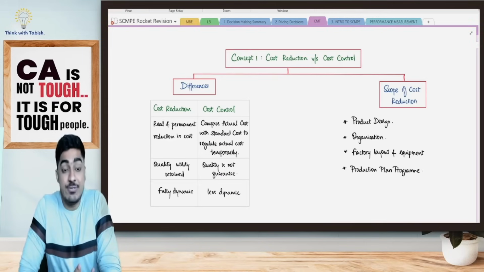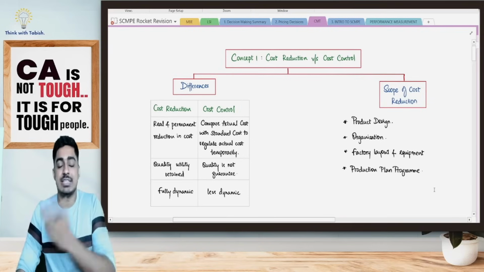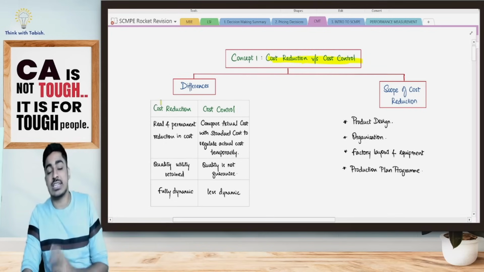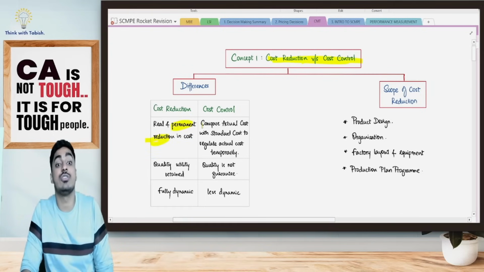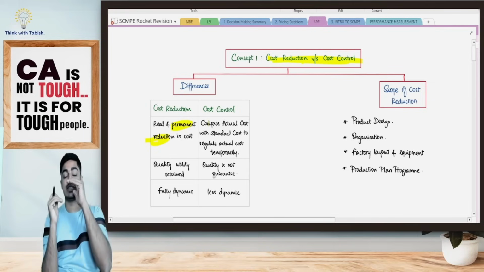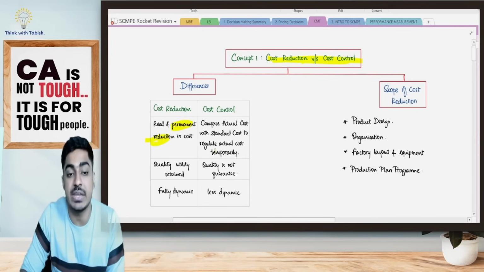Now let's begin with the new chapter, students, which is cost management techniques. A simple chapter. The first concept that we have is cost reduction versus cost control. So what's the difference? In cost reduction, we try achieving a real permanent reduction in cost. Whereas in cost control, we're comparing my actual cost with my standard or budgeted cost, and I try to reduce my actual cost on a temporary basis.